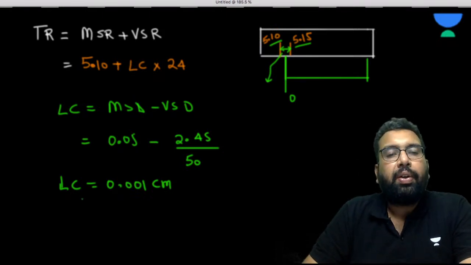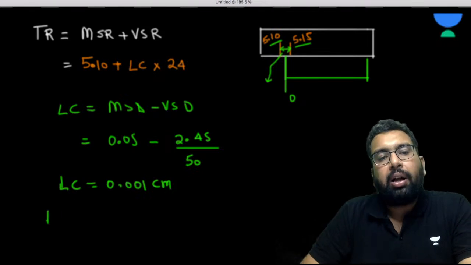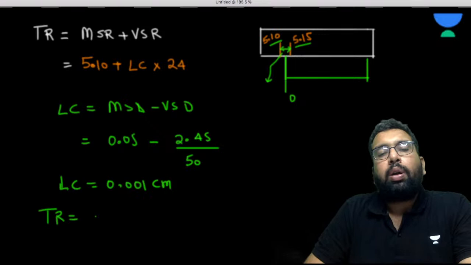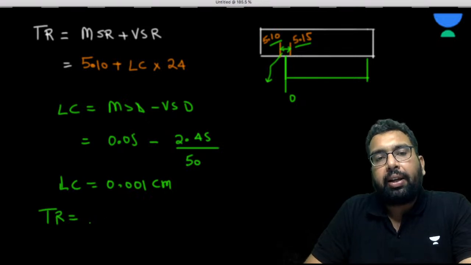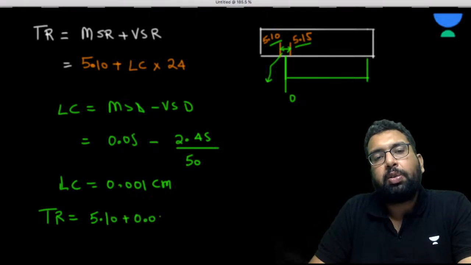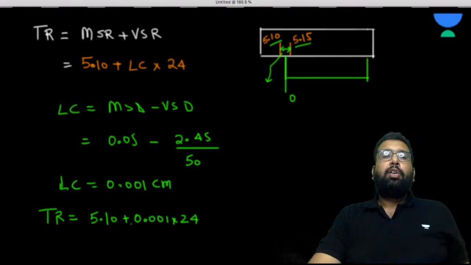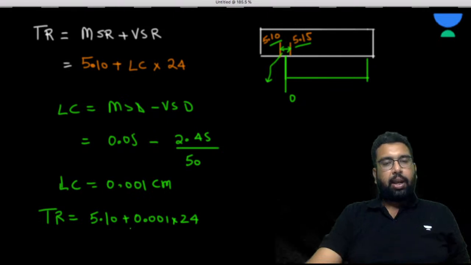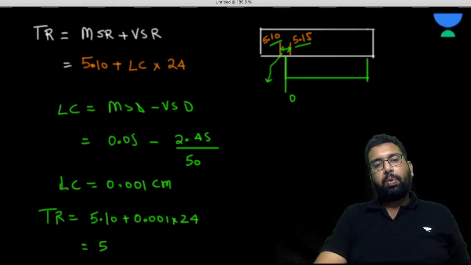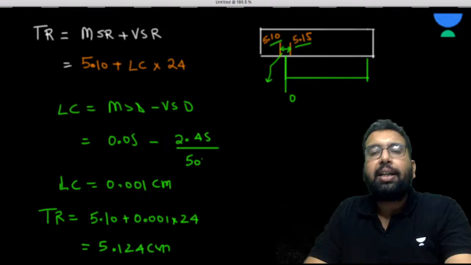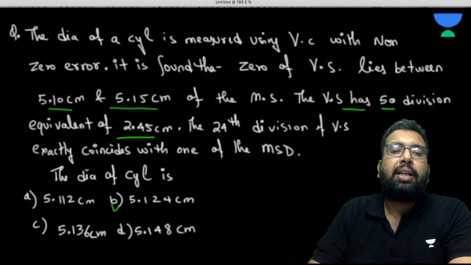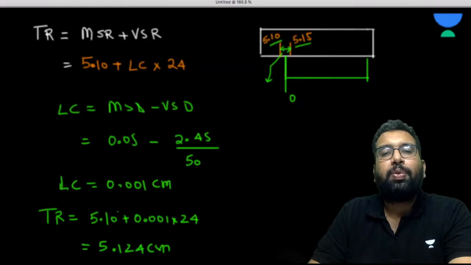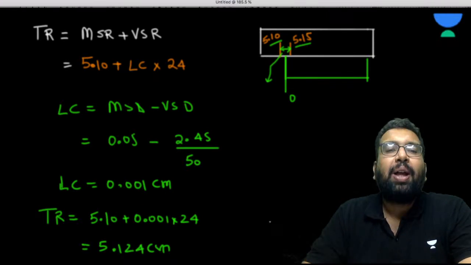Now we can put it in the total reading, or the vernier caliper reading, whatever you say. So it is going to be 5.10 plus least count 0.001 into 24. From here we are going to get 5.124 centimeter. So here you can see that we can accurately measure up to 3 decimal places, that is 5.124 centimeter. I hope it is fine to everyone, right?